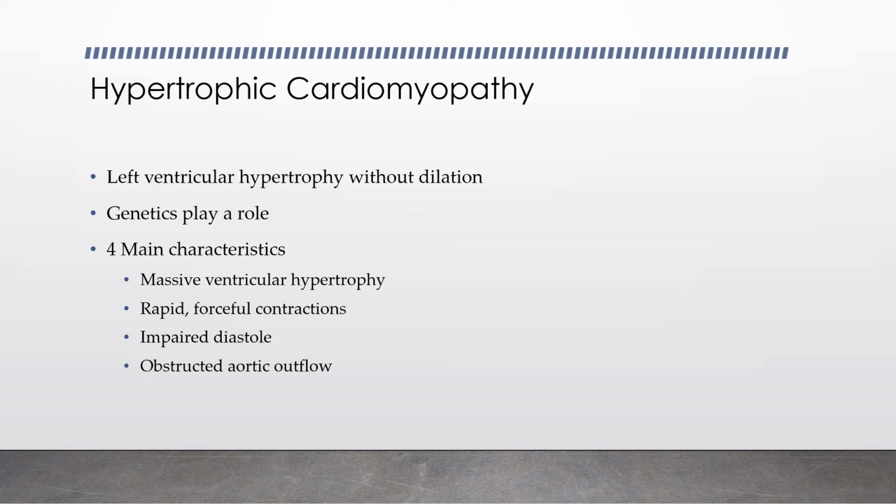So 4 main characteristics: massive ventricular hypertrophy, these rapid forceful contractions because that muscle is so enormous. Impaired diastole. My ventricular walls are actually so thick that the amount of blood that that ventricle can hold is severely impaired. In addition, I can have this obstructive aortic outflow, so that muscle can be so enormous that it's actually impairing the pathway through my aortic valve. That muscle is almost like impeding blood flow out through my aorta.